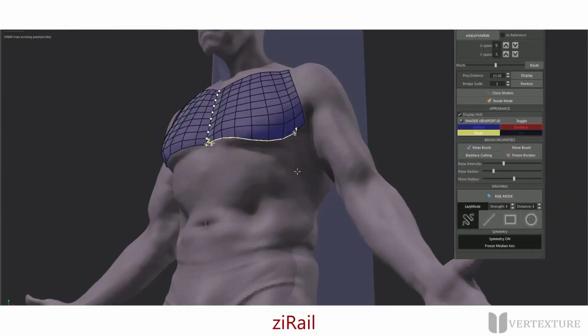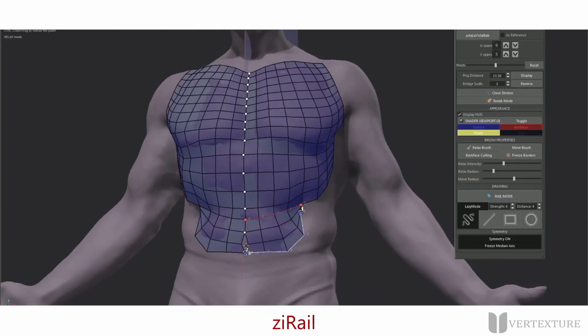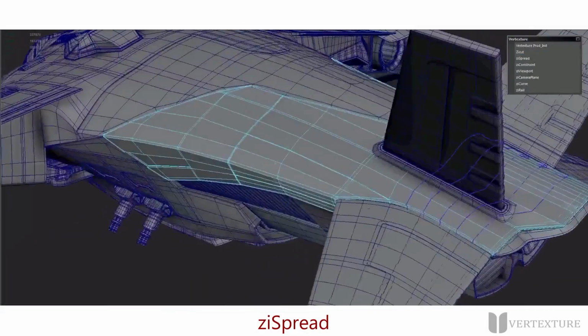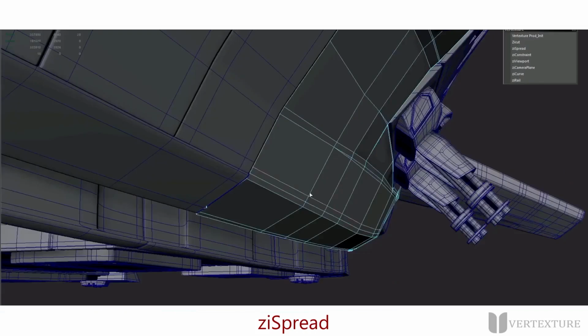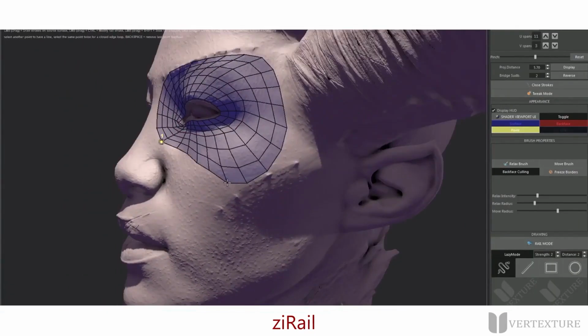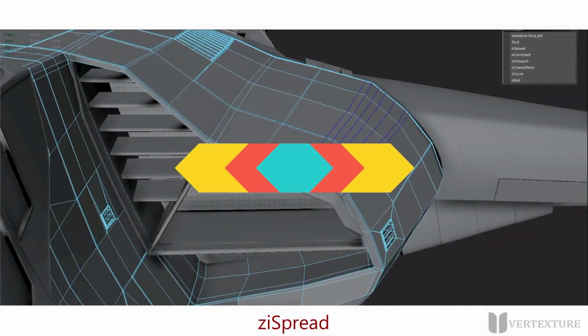In today's video, we're gonna go over some of the best Maya plugins that specialize in retopology, all developed by the same talented developers from Vertexture. You will be introduced to two of the game-changing retopo plugins, Zrail and Zspread. These two plugins are both used by various big studios such as Blizzard, Microsoft, Square Enix, Sony, and many more.